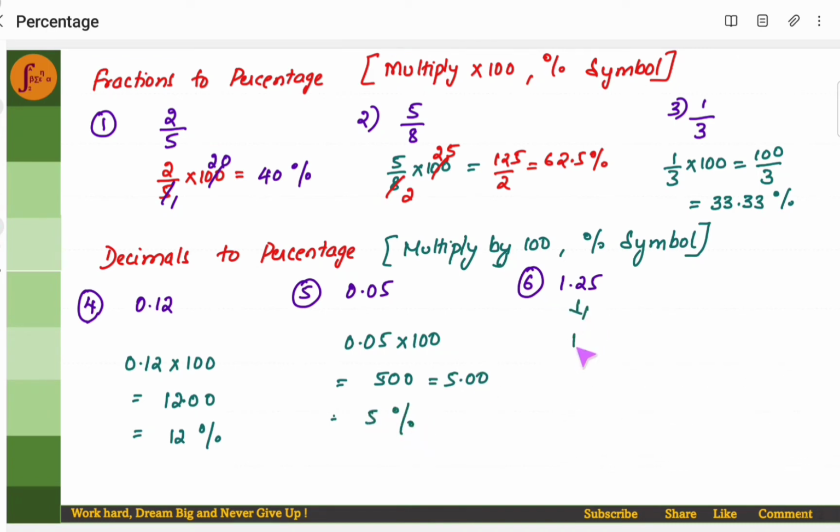Third one, 1.25. I need to multiply with 100. So I'll get 125, 2 zeros I put, right? And then 2 digits after decimal point. So 2 digits, 1, 2 and decimal point. So what do I get? 125%. I put the percent symbol everywhere, right? Everywhere there is a percent symbol.